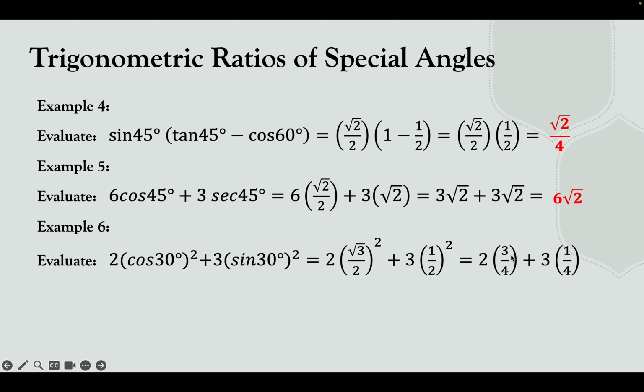So 2 times 3, we have 6, divided by 4. And then we have 3 times 1, 3 over 4. So 6/4 plus 3/4, we have 9/4.